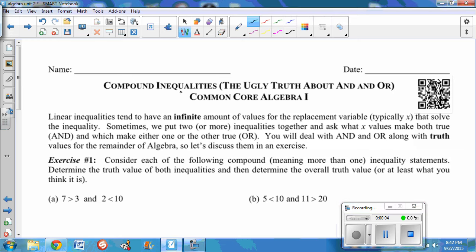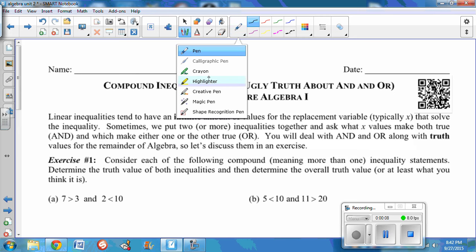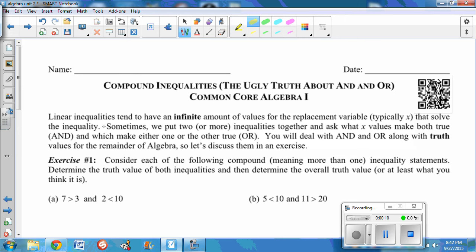Compound inequalities. So today we're going to put more than one inequality together. It asks what x values make both true, and which make either one or the other true, which is "or." So it's just like a compound sentence.